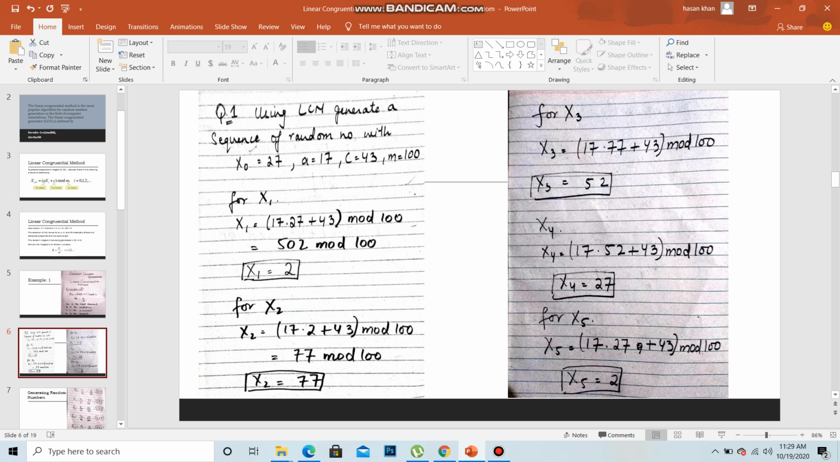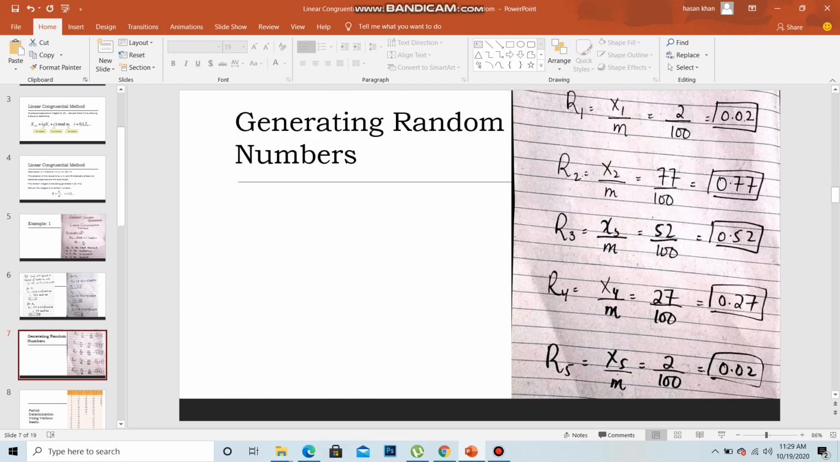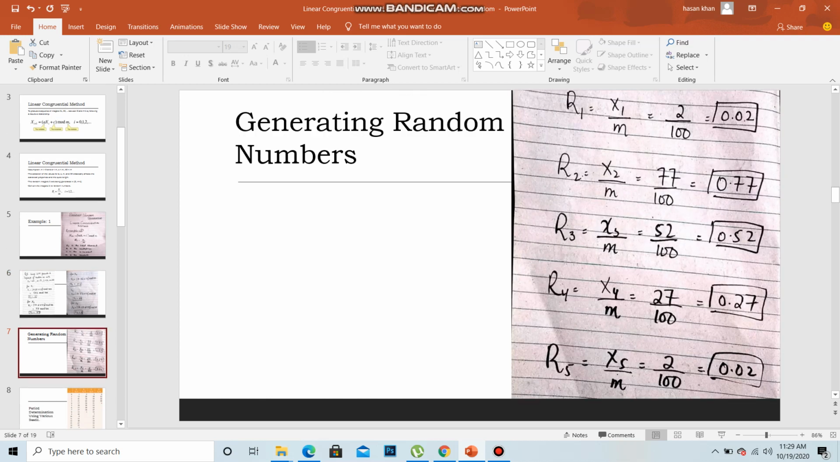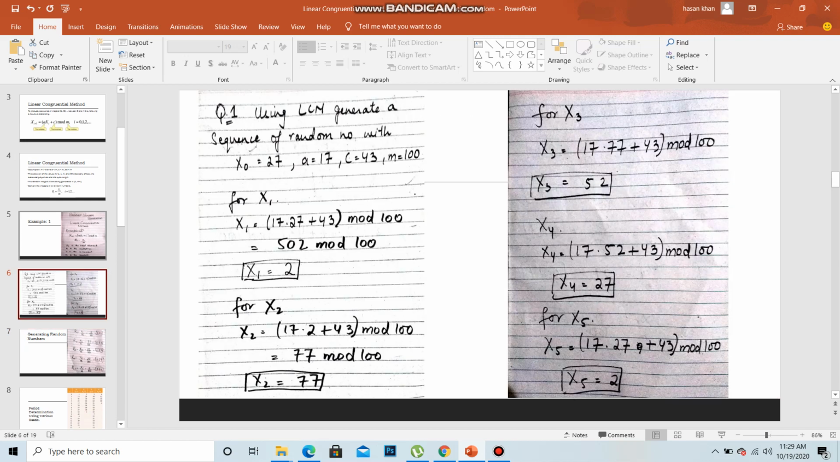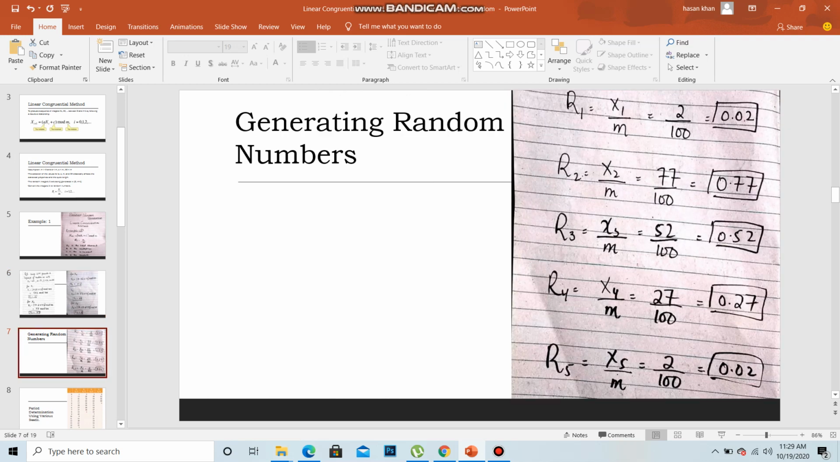Now from these x we have to generate random numbers. To generate random numbers, we have the formula ri is equal to xi upon m. For r1 we compute from the value of x1 upon m. m is 100, so r1 is equal to 2 upon 100. x1 here was 2, you can see it here. So 2 upon 100 is equal to 0.02.